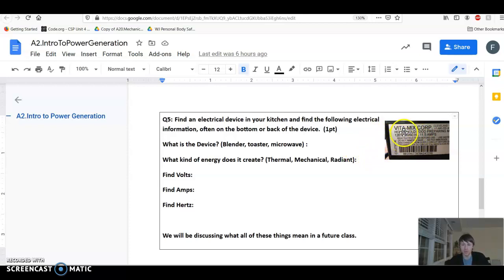The volts will have a V at the end, so this is 120 volts. Hertz will have HZ, so this is 50/60. Sometimes it'll be a range. And then for the amps, it'll either say amps or it'll just have an A. So please find something with these, and then we're going to discuss these appliances together next time we meet.